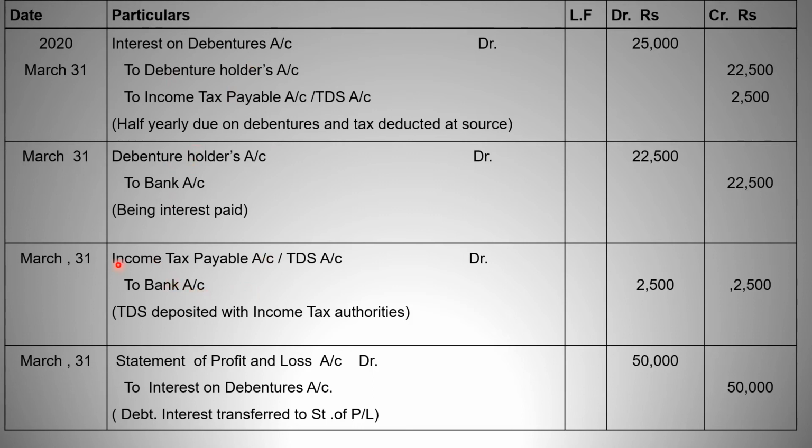So this entry related to income tax payment purposes, IT payable account debit to bank. That TDS amount 2,500. And 22,500, that is debenture holder interest. So ultimately interest 22,500 is being paid by the company. Company also paid TDS.